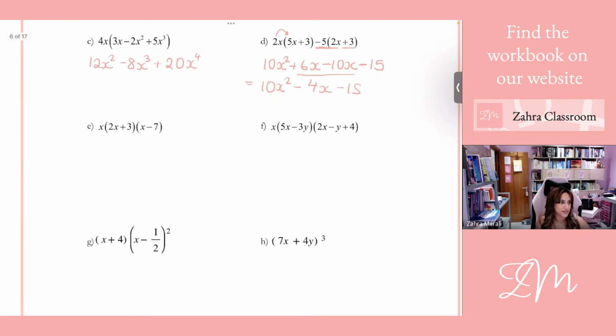We've got some more questions here. It depends how you want to do them. I would typically, if you've got x outside and then 2 brackets, open the double bracket first. So remember, it's 2x times x to give you 2x squared. You've got 2x times minus 7 to give you minus 14x. So remember, everything in the first bracket multiplied by everything in the second bracket. 3 times x, 3 times minus 7. And then you can multiply everything by x.